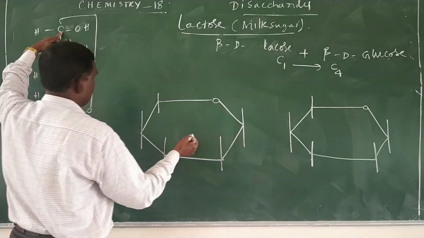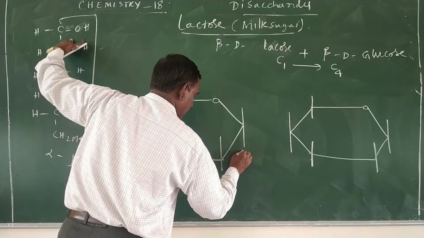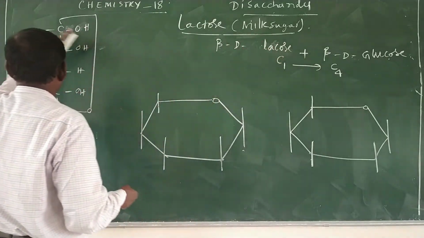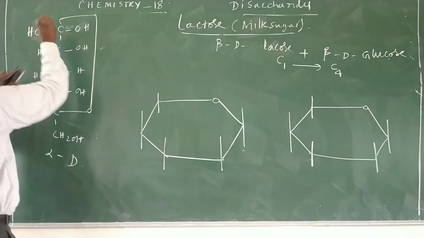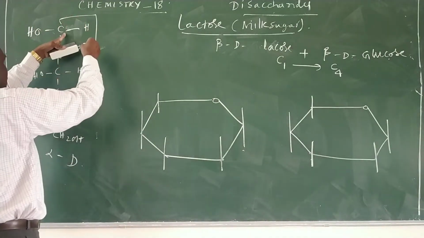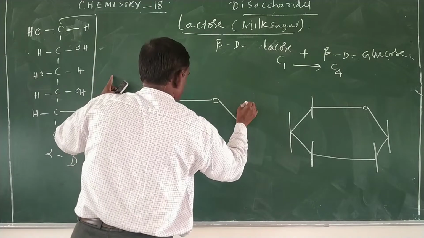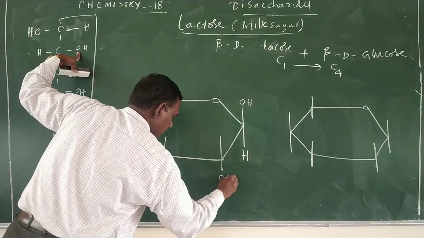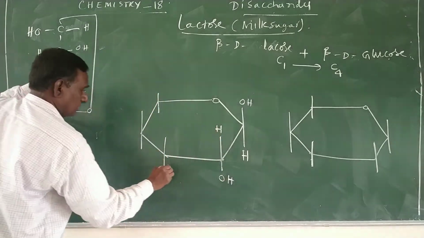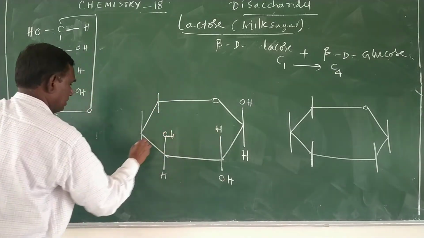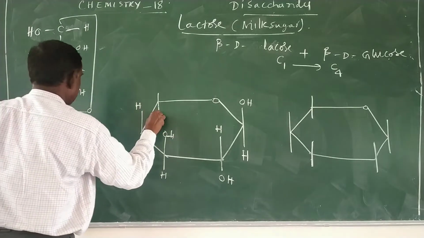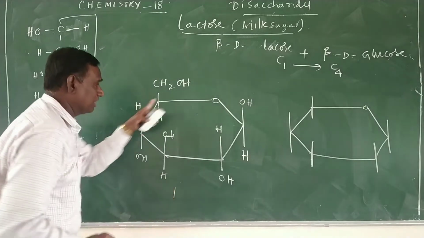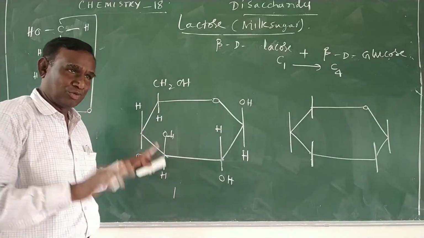Glucose, alpha D glucose means this is OH here, but we want the beta D form. Therefore OH should be here. So beta D means this is OH and this is H, then this is OH, this is H, this is H, this is OH, this is OH, this is H and CH2OH. It is beta D glucose.